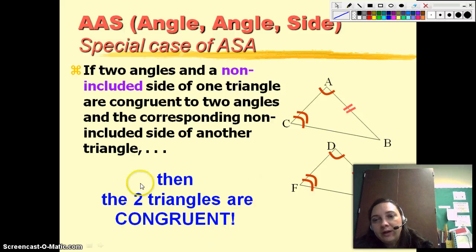So we could have two angles in a row, but that side has to be corresponding to one of the angles. I could see that angle C here is corresponding with the side AB. So that means that in the other triangle, it has to be that same non-included side. It has to be the side across from the same angle in the first triangle. So this is angle, angle, side. And again, it goes in that order: angle, angle, side.